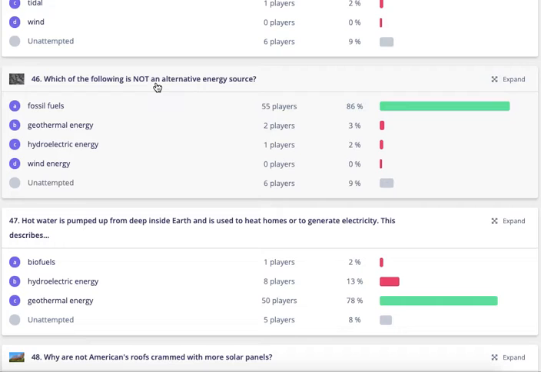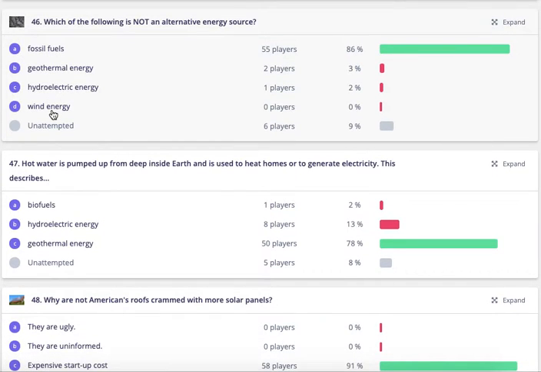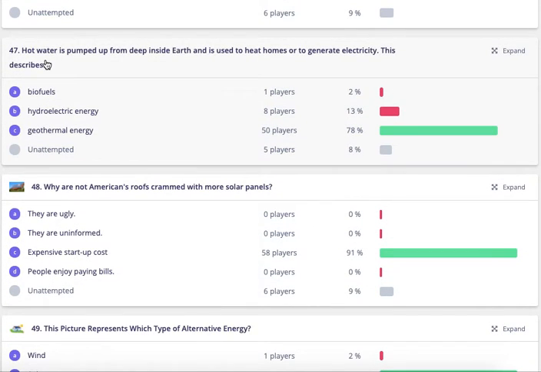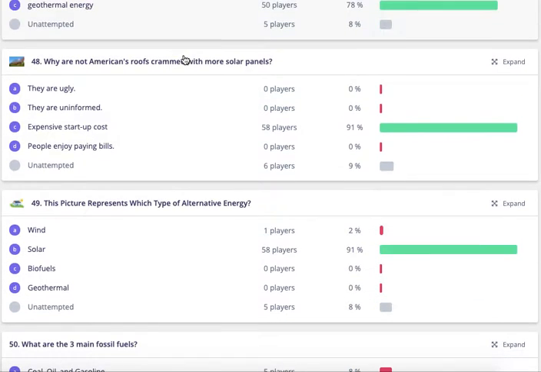Not an alternative energy source. So you're looking for something that's not new. You're looking for the one that's old, the one that's most common, and that's fossil fuels. It's the one that needs to be replaced. Alternative also means renewable. Hot water is pumped from deep inside the earth, geothermal. Deep inside the earth, immediately think geo.